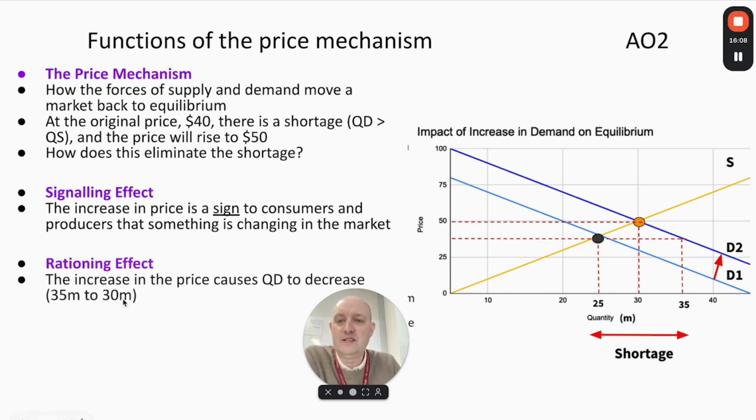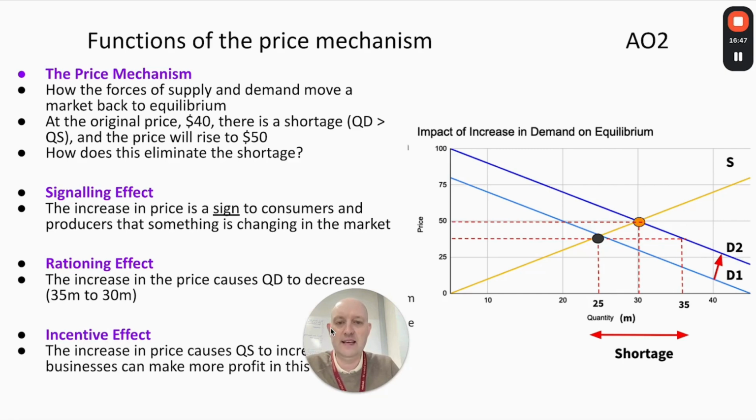The rationing effect is going to affect the quantity demanded. As the price goes up, this will cause the quantity demanded to decrease. So in this situation, at the initial price of $40, you can see that the quantity demanded is 35 million. As the price goes up to $50, we're going to move along this new demand curve, moving from 35 million down to 30 million. So this just follows the law of demand. As the price goes up because of the price mechanism, then fewer people are going to want to buy the product, which is going to help reduce this shortage.